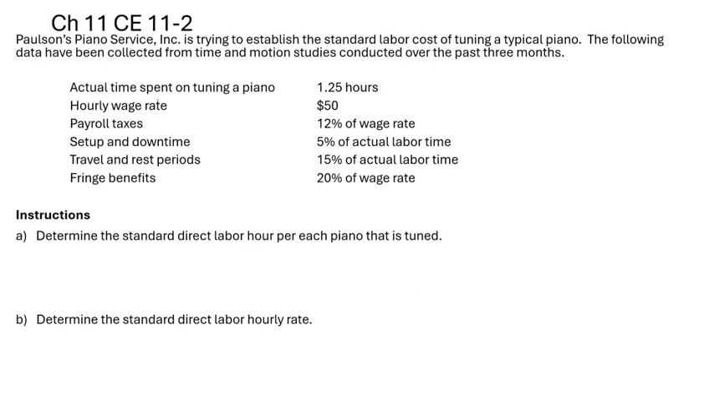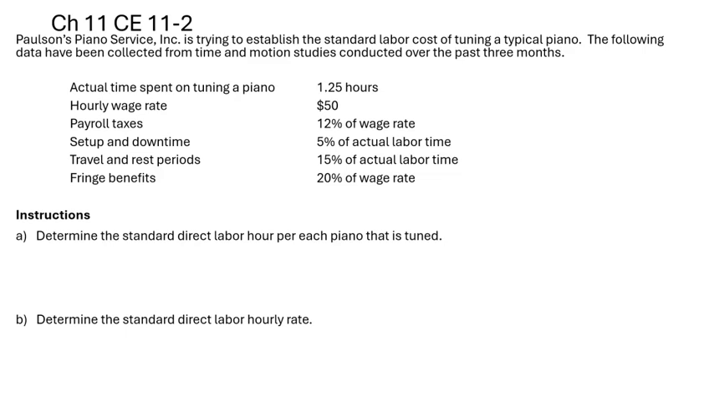So the first one is determine the direct labor hour per each piano that is tuned. So looking at the data from above, we need to determine which of those lines will be included in calculating the direct labor hour. So it's pretty obvious that the first one, the actual time spent tuning a piano, would be included. But then we need to look at the bottom four and decide which ones should be included in the standard hour versus standard rate or not used at all.